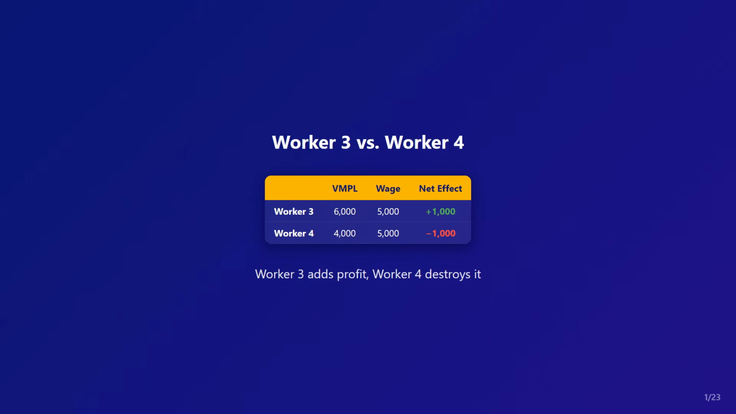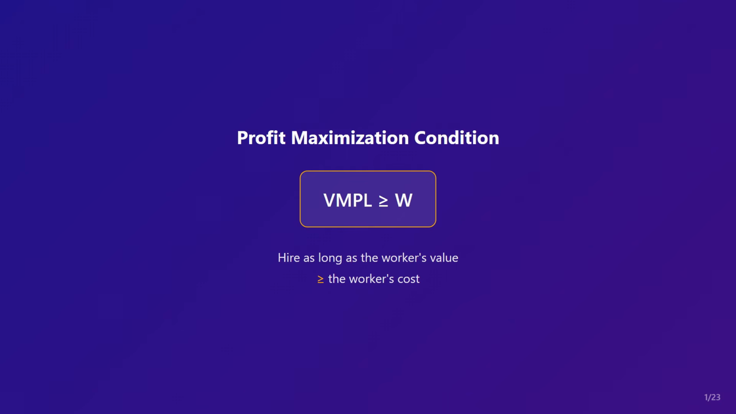With 1 worker, profit is 7,000, with 2 workers, 10,000, with 3 workers, 11,000, and after that, profit starts to decline, to 10,000, then 7,000, then 3,000, and eventually turns into a loss. Why is profit maximized at exactly 3 workers? Let's understand why. Revenue keeps rising as more workers are added, but expenses rise faster.